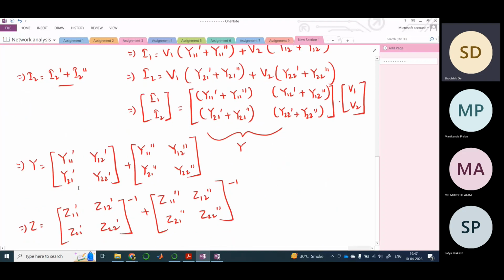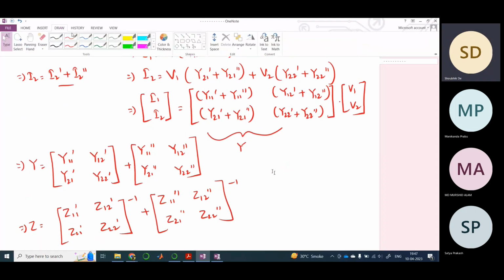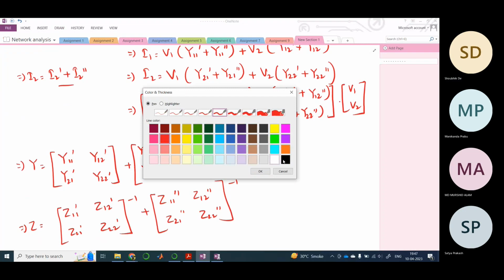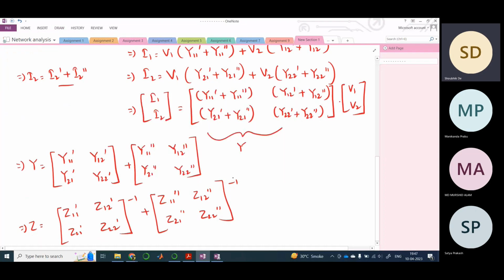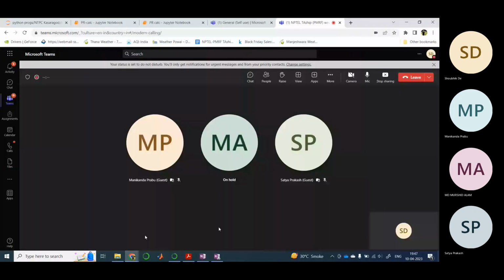Now we can simply apply this in the problem and then we'll get the answer. So I hope this derivation, the way I showed it, is clear. If you have any doubt, please do ask. Okay, if you don't have any doubt, good.